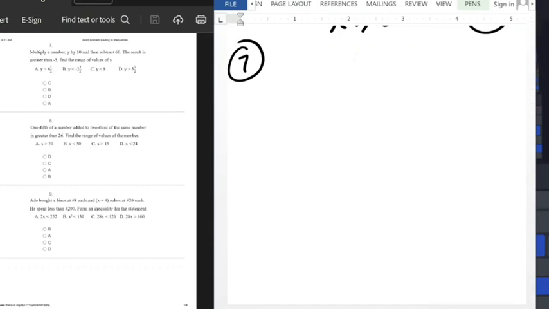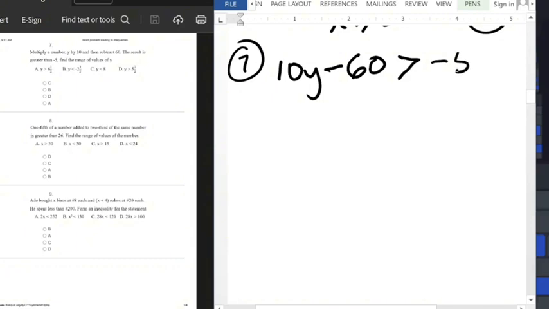The question says multiply a number y by 10. That means 10y, right? Then subtract 60. The result is greater than minus 5.